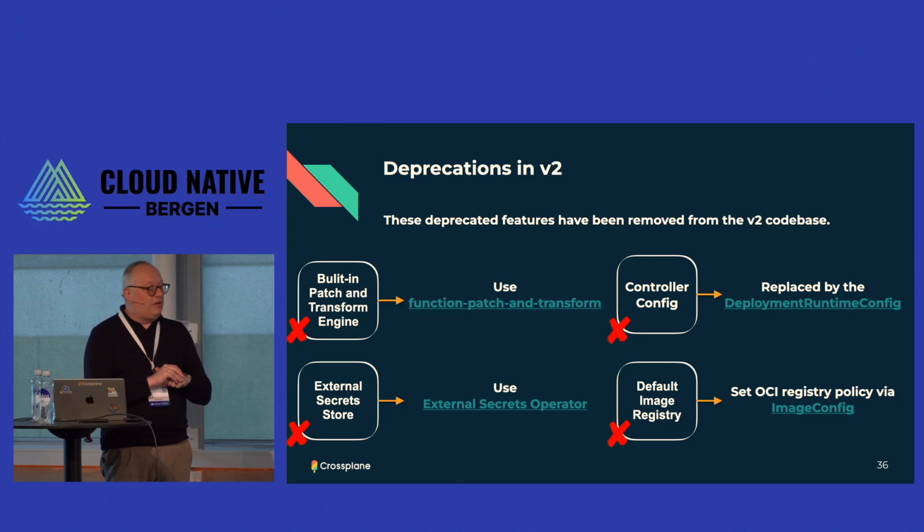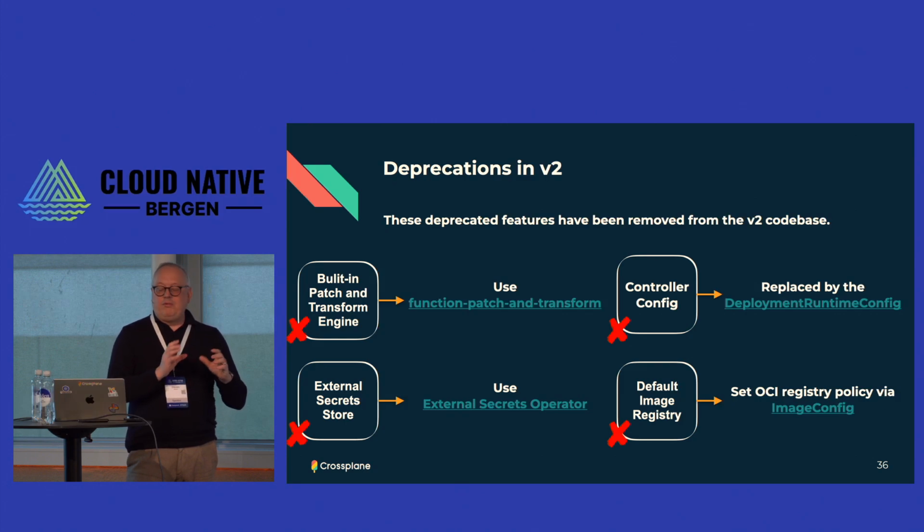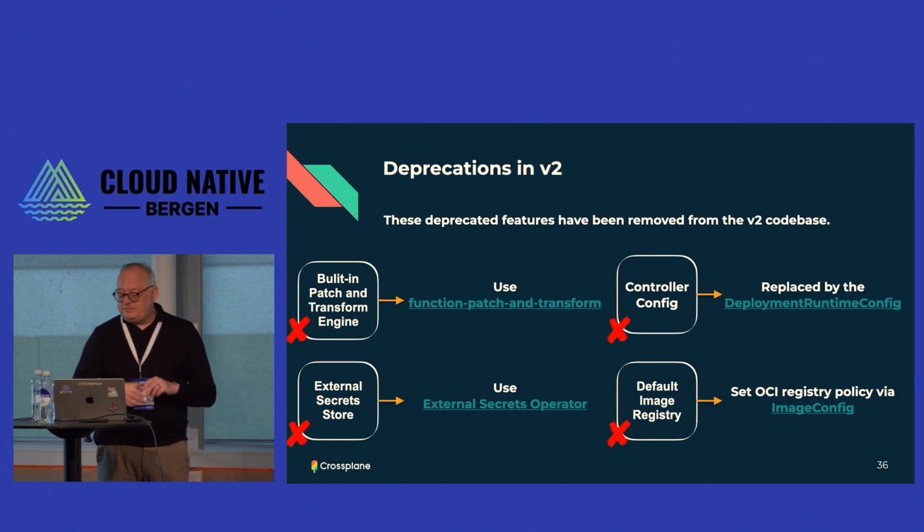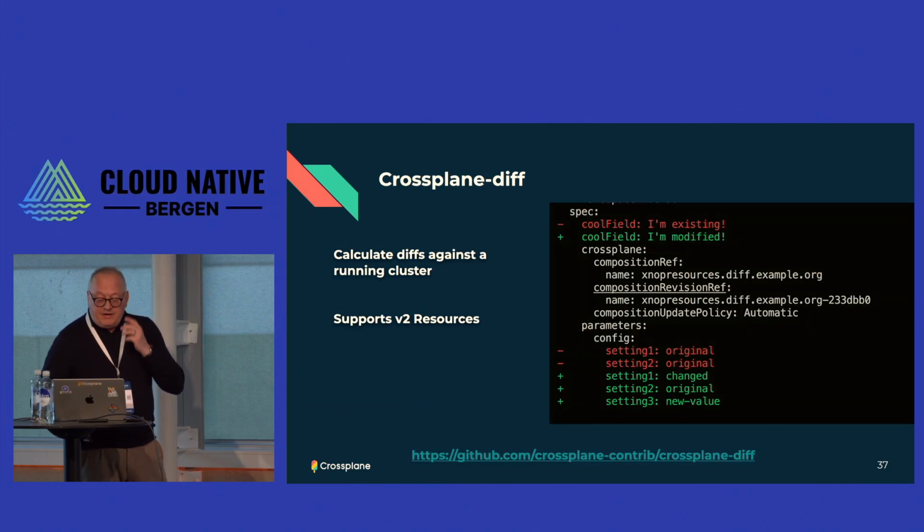So we have this thing called an image config now that came out recently, and the image config allows you to do things like rewrite prefixes, verify signatures of images, and do other things like that.